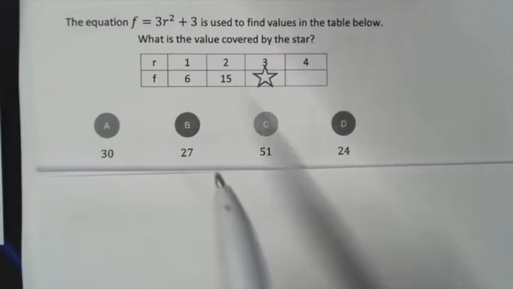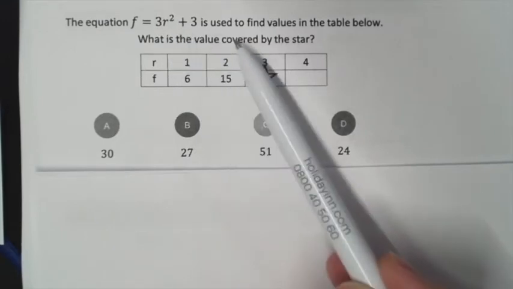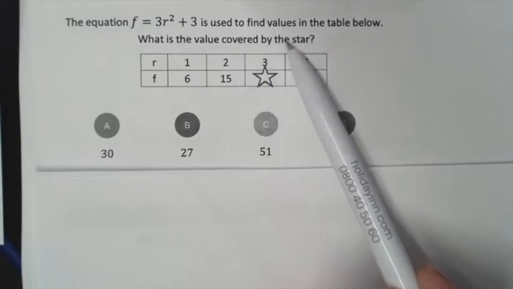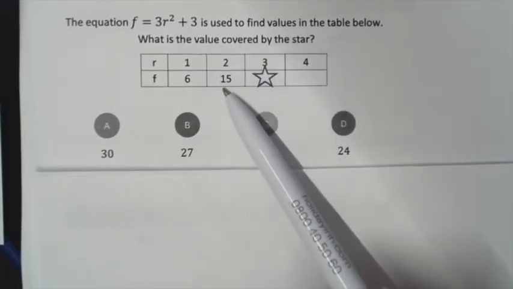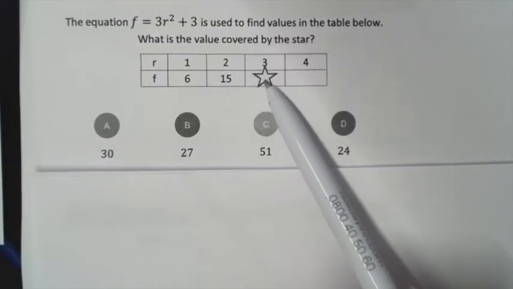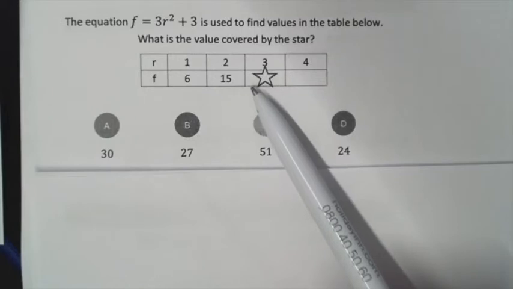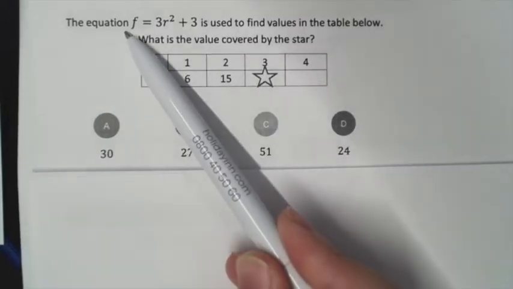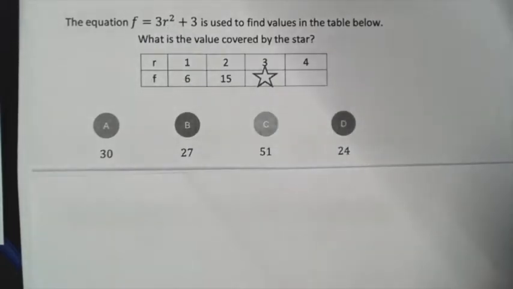Okay, and the next question here says the equation f equals 3r squared plus 3 is used to find values in the table below. What is the value covered by the stars? You've been given different values for r, you've been given a couple of values for f, and you needed to find this value here. This is no different from substitution, the previous 2 questions that we have done. We want to find f. We have an equation that tells us the relationship between f and r, so we need to use that.